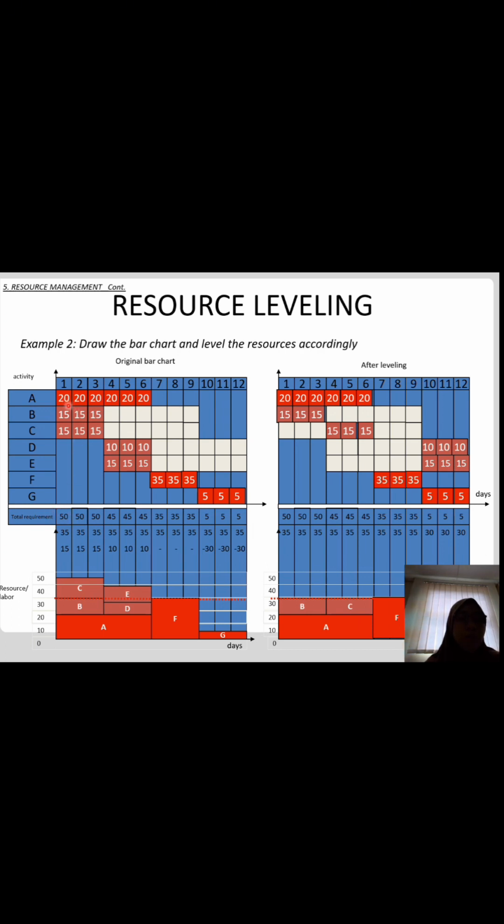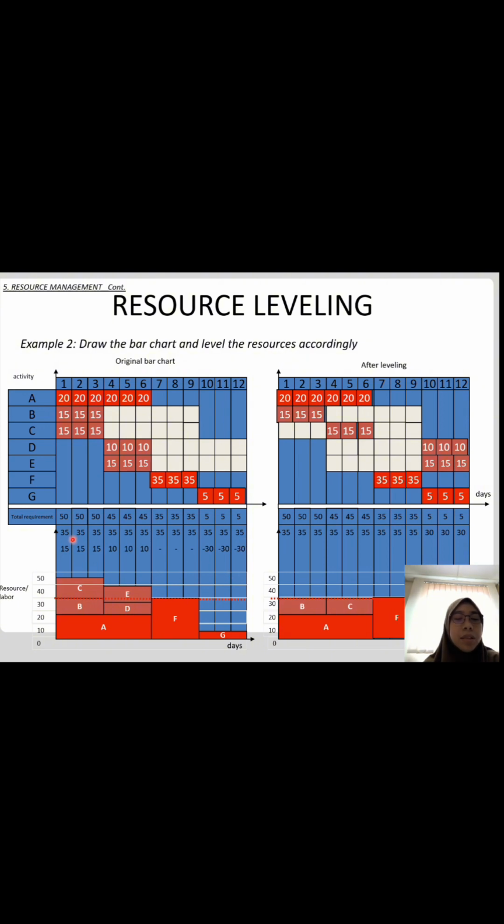For day 1, 20 plus 15 plus 15 is 50. Day 2, 20 plus 15 plus 15 is 50. Day 3, 20 plus 15 plus 15 is 50. Day 4, 20 plus 10 plus 15 is 45. Day 5, 20 plus 10 plus 15 is 45. Day 6, total requirement is 45. Day 7, 35. Day 8, 35. Day 9, 35. And day 10 to day 12 is 5. Okay, our total labor is 35.